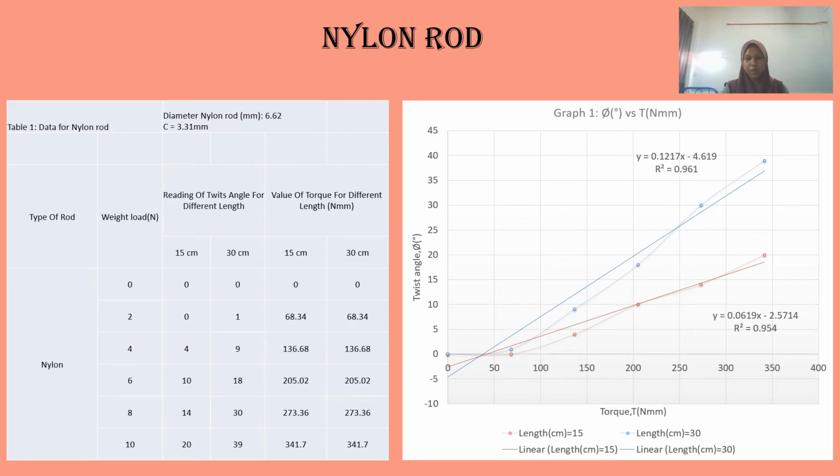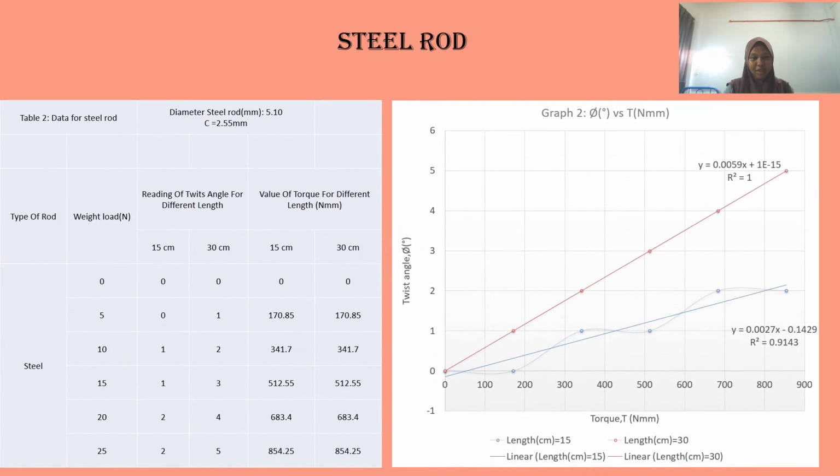As you can see, the nylon rod has a graph of twist angle against the torque. The red trend line is for length 50 centimeter, and the blue trend line is for length 30 centimeter. From the trend lines we get the value of the slope, which is 0.1217 for 50 centimeter, and 0.0619 for 30 centimeter.